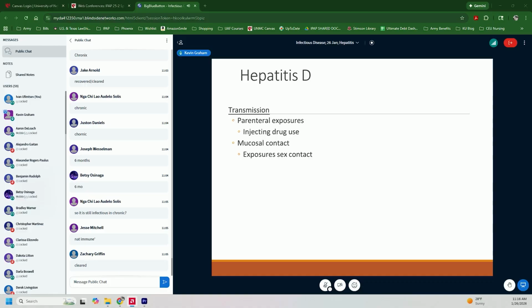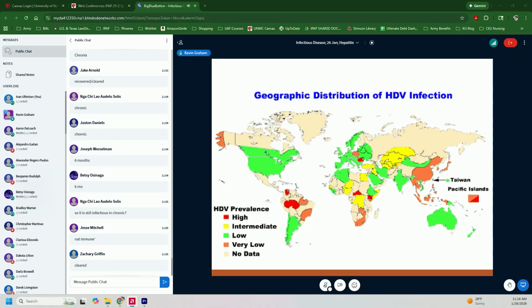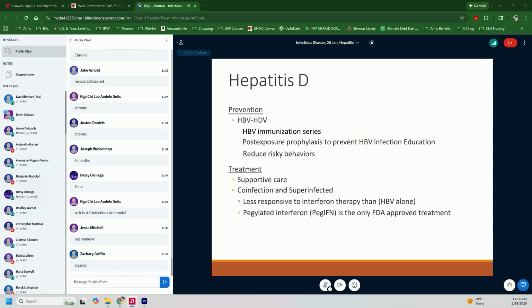Parenteral exposure, such as injecting drugs, and mucosal contact, those are the two primary ways that people get exposed to hepatitis B. Here's a map kind of showing where it's typically found. Giving them the hepatitis B treatment and or immunization series can help prevent it, because if they don't get hepatitis B, then they cannot get hepatitis D.